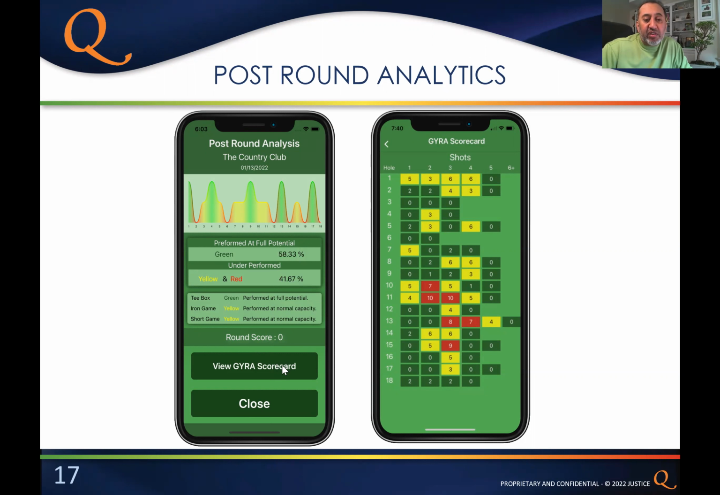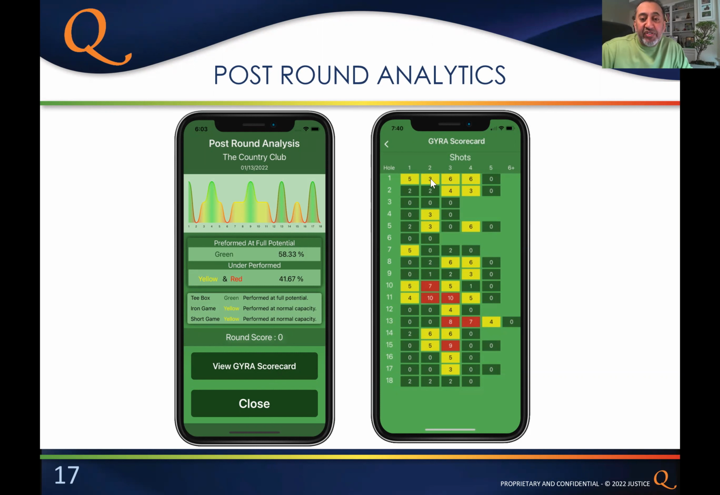When you click on the JIRA scorecard, you will get all of the shots that you have hit. Again, these are JIRA scores, not actual golf scores like a bogey, a par, or a birdie. This is not what this is. These are the JIRA scores. The best way to use this is, one, to look at the scores where you have yellow and red numbers.